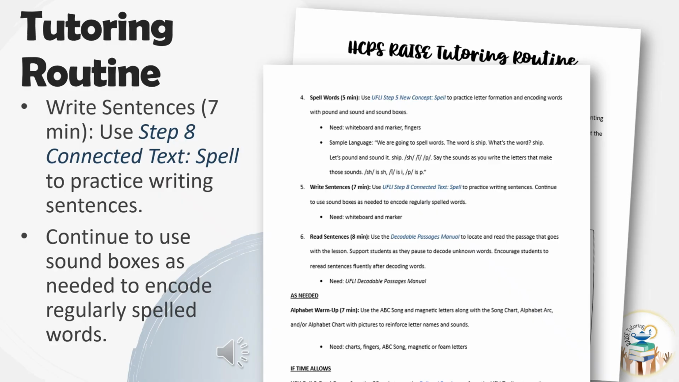So under that portion, you'll see several different sentences that you can choose from. Some are longer, some are shorter. So you'll pick the one that you think is most appropriate for the child that you're working with, and you might even get to 2 sentences depending on your time. And within this portion of the routine, we're going to continue to use sound boxes as needed to encode those regularly spelled words. And then we'll give kiddos the opportunity to practice the irregularly spelled words in multiple places before they put them into the sentence.